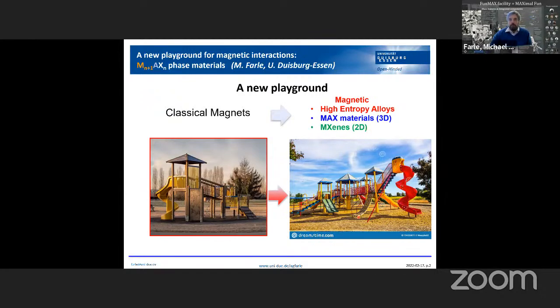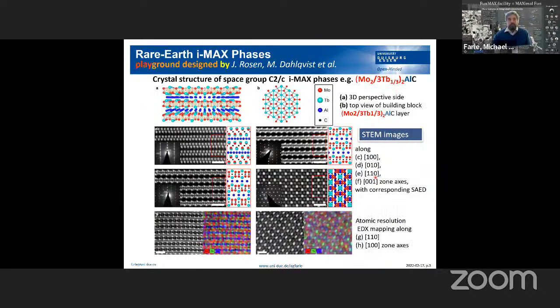And these colors indicate to you that we also work with many different elements. So for a playground, you see here an indication. This is a real structure from colleagues Johanna Rosén and Martin Dahlqvist, where they mixed molybdenum, terbium, so this is the M element part, with aluminum and carbon. And out of that come these beautiful structures, which you see from the top. You have like a Kagome lattice: molybdenum, terbium, aluminum, carbon.